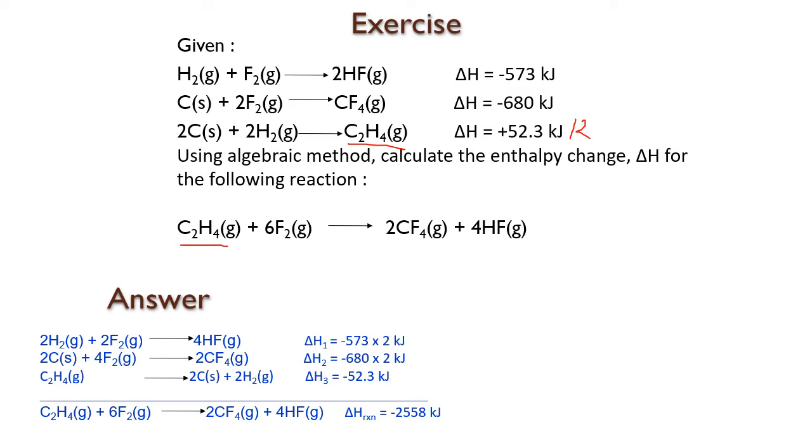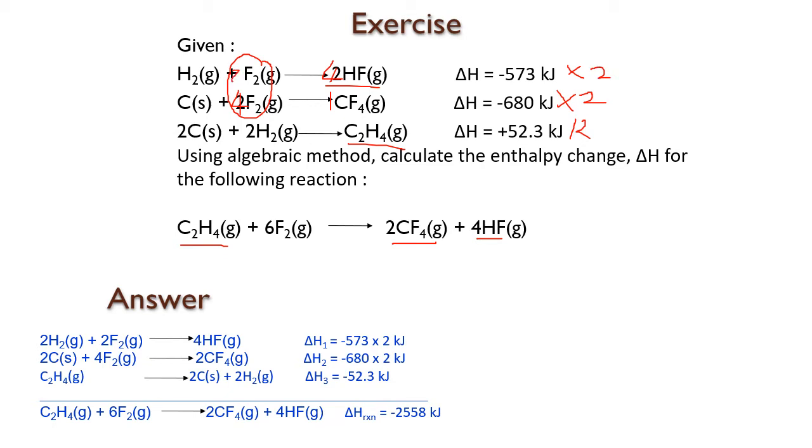Because there are 3 fluorine over here, we hold first and proceed with this one, 2CF4. So over here it is 1. That's why this whole equation needs to be times 2. While this one is times 2, this one equals 4. And then 4HF. Here 4HF, meaning that this one needs to be times 2 as well. If this one is times 2, here equals 2, sum up equals 6.